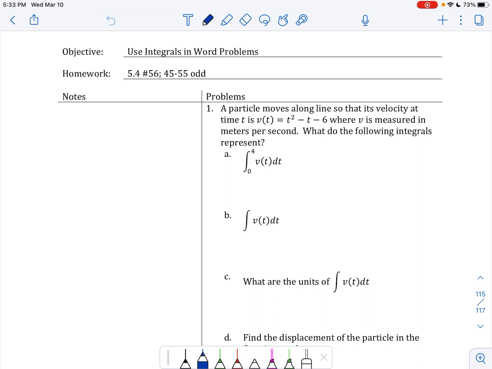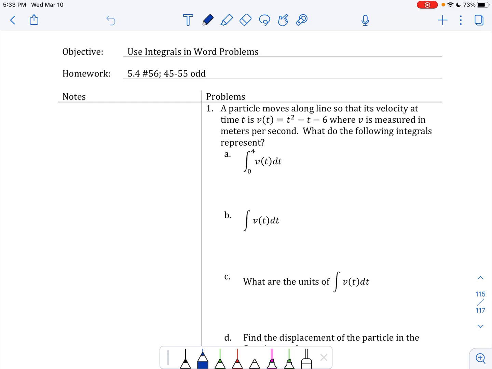You are going to have this lesson from finishing up section 5.4, so get yourself ready for notes and we're going to get started. So here we're going to look at integrals in word problems. We're going to start by going over a couple of things so you can pick out the different vocabulary pieces. So here, a particle is moving along a line, so its velocity at time t is v of t equals t squared minus t minus 6, where v, velocity, is measured in meters per second. What do the following integrals represent?